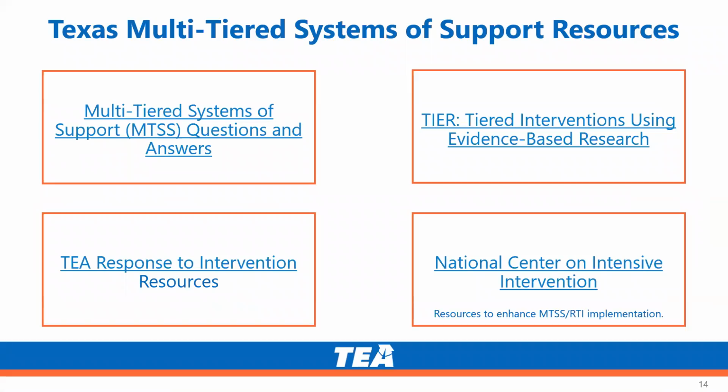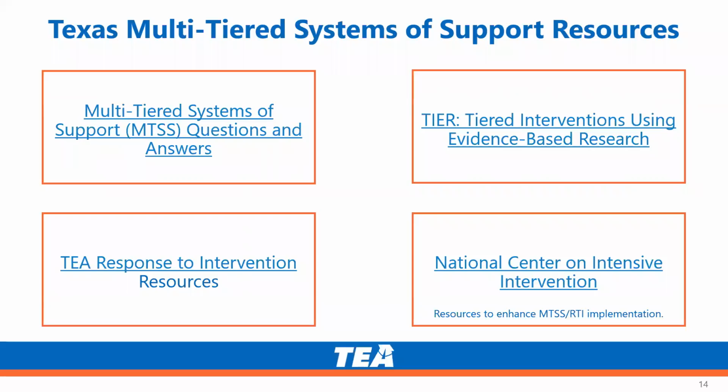Now, the following resources can be helpful as you look to build or sustain your current MTSS framework. First, Multi-Tier Systems of Support is a PowerPoint from a TEA presentation answering questions surrounding the implementation of MTSS in schools. Second, TIER, which stands for Tiered Intervention Using Evidence-Based Research, is a new TEA resource for supporting the use of MTSS and evidence-based practices in both the academic and behavioral settings. TIER will continue to update their website with modules, videos, and other resources to support multi-tier systems of support. Third, the TEA Response to Intervention site has frequently asked questions regarding the implementation of MTSS in schools.